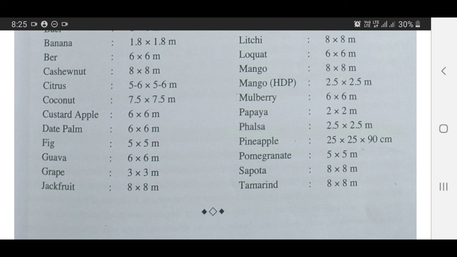In Sawai Madhopur, guava is generally planted at 6 into 6 meter. So you should read these different planting distances adopted for different fruit plants, and these are the basic considerations. It is only established for the growth and development of the plants.